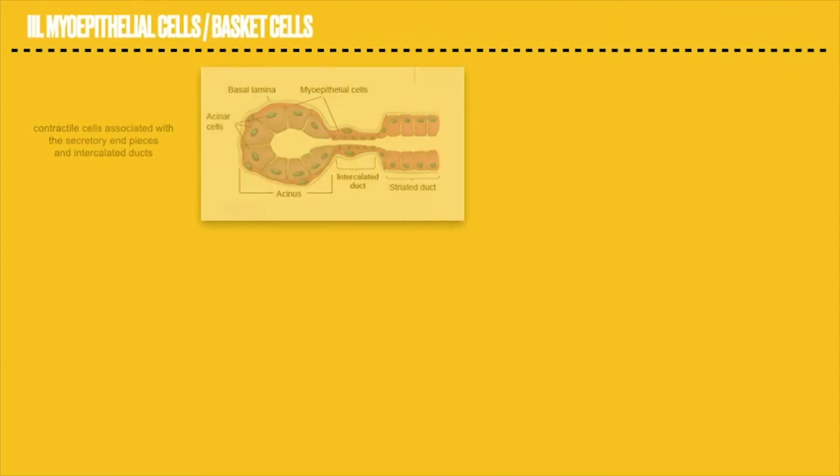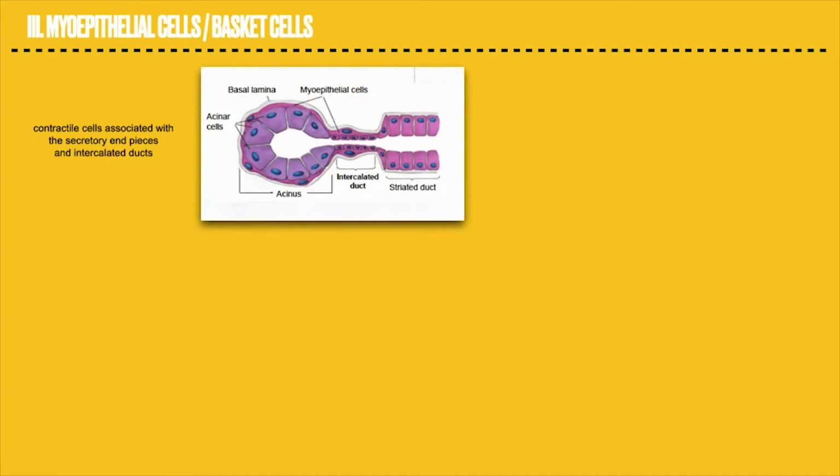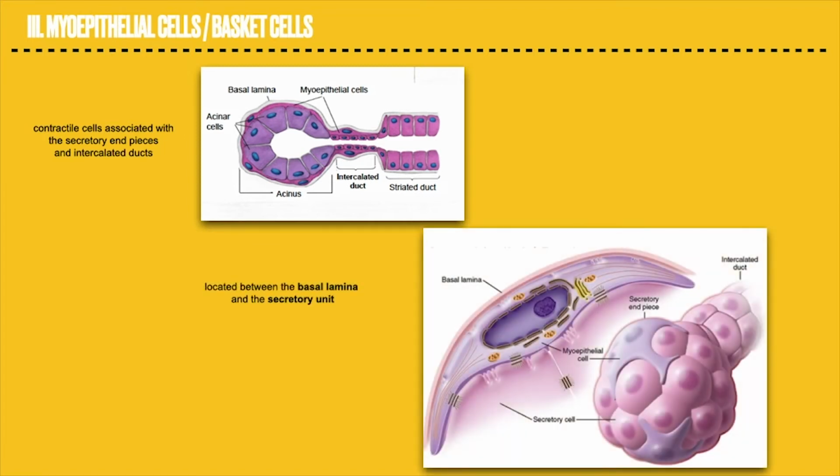Myoepithelial cells, also known as basket cells, are contractile cells associated with the secretory end pieces and intercalated ducts of the salivary glands. These cells are located between the basal lamina and the secretory acini or acinar cells. They are joined to the adjacent ductal or acinar cells through desmosomal junctions or desmosomes.